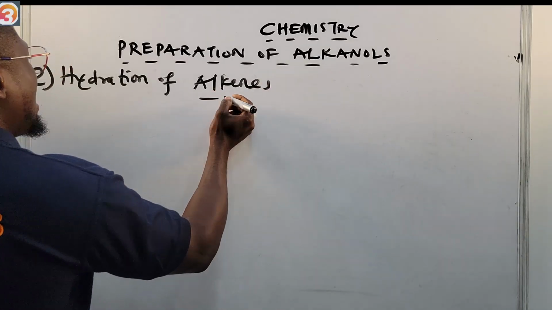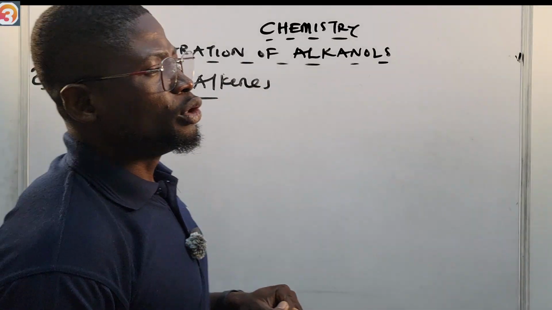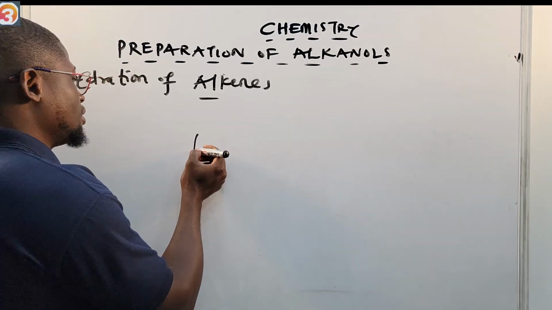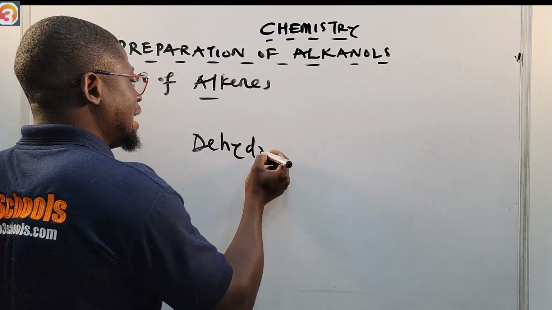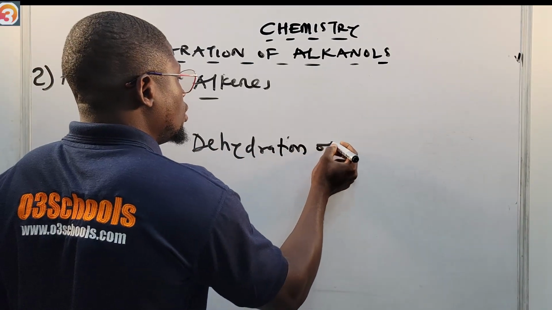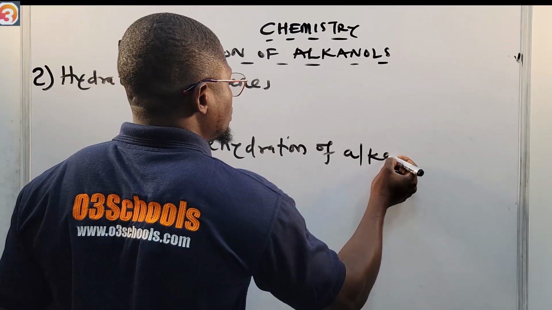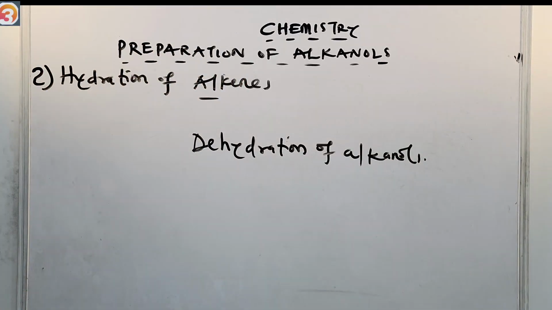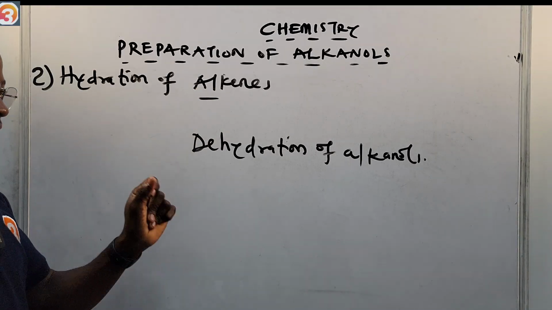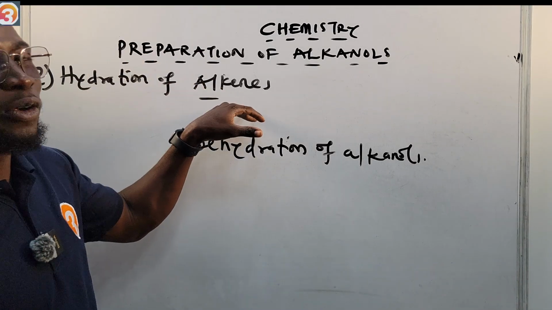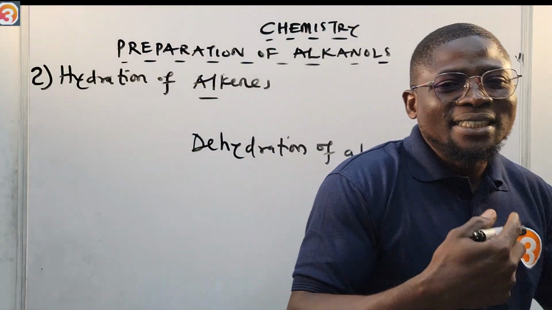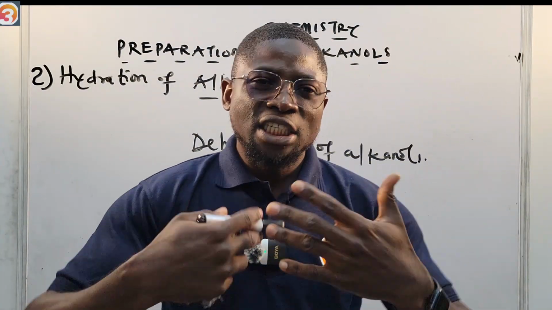When we're talking about alkenes, one of the methods that we use in preparing alkenes was dehydration of alkanols. If you remember very well, dehydration of alkanols or alcohols was one of the methods that we used in preparing alkenes. But now, hydration of alkenes means that we have an alkene, then we are adding water. Hydration is addition of water.